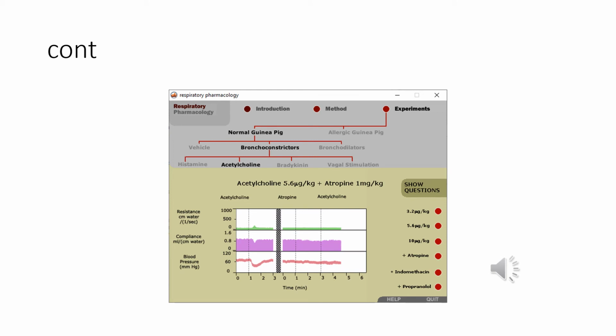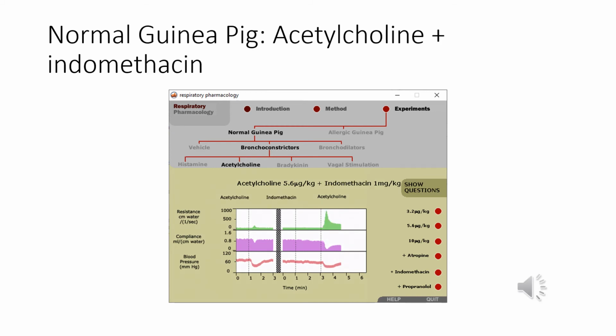Administration of atropine at 1 mg per kg alone has no effect towards lung resistance, lung compliance, and blood pressure. Administration of acetylcholine after the administration of atropine has no noticeable effect towards lung resistance, lung compliance, and blood pressure. However, administration of indomethacin and propranolol prior to the administration of acetylcholine increases the lung resistance, whereas lung compliance and blood pressure drop significantly low compared to the effect of acetylcholine alone.